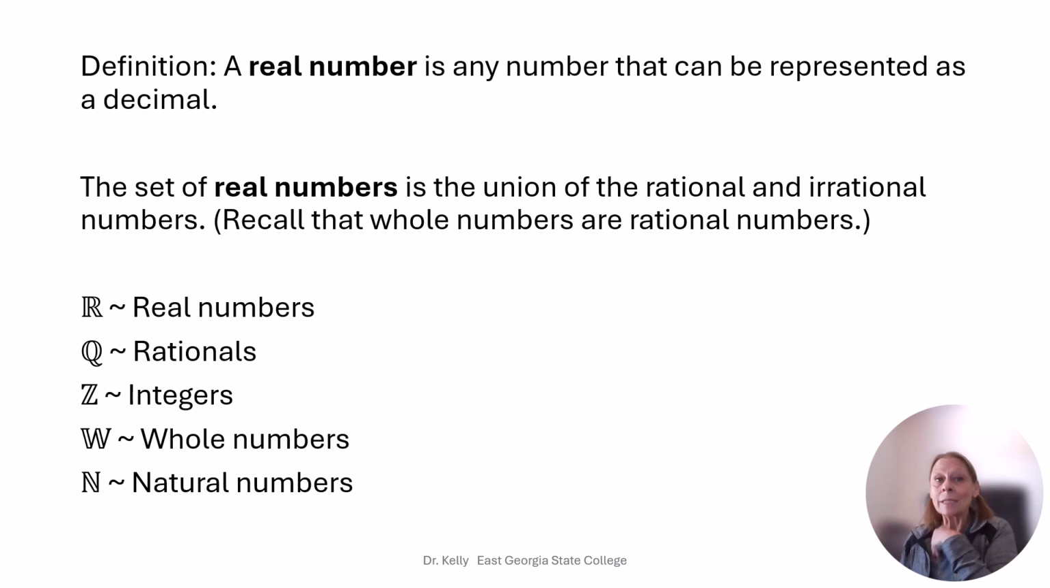Definition: a real number is any number that can be represented as a decimal. Cool. Remember that whole numbers can be represented as a decimal by just putting a decimal point and a zero behind it. The set of real numbers is the union of the rational and irrational numbers.